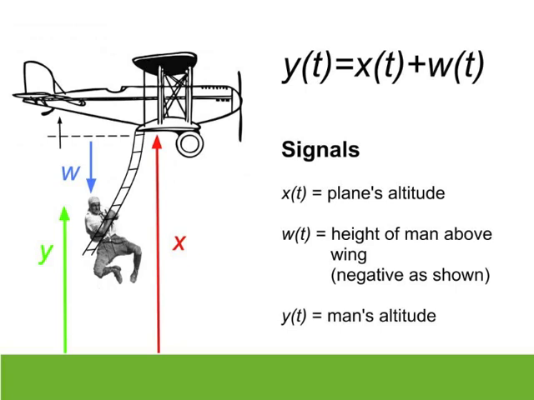So if we add the plane's altitude at any given time to the height of the man above the wing at any given time, we'll find the man's altitude at that time. It's just simple addition.